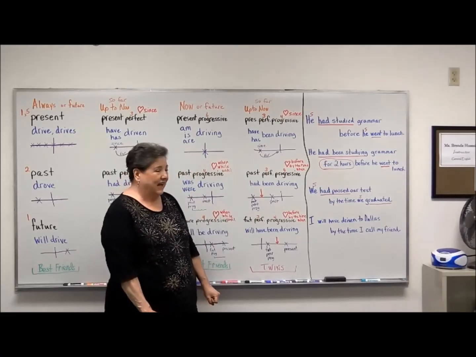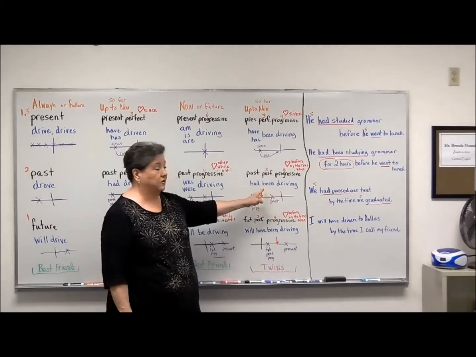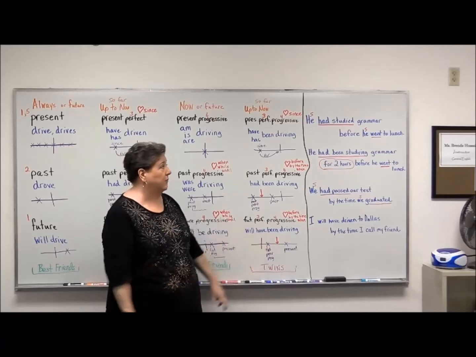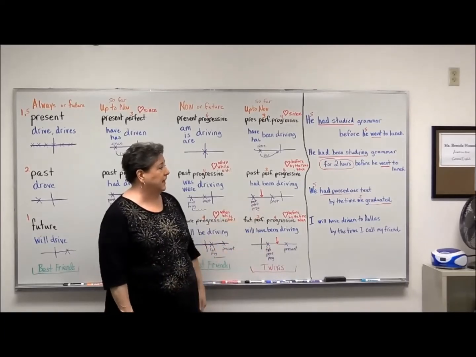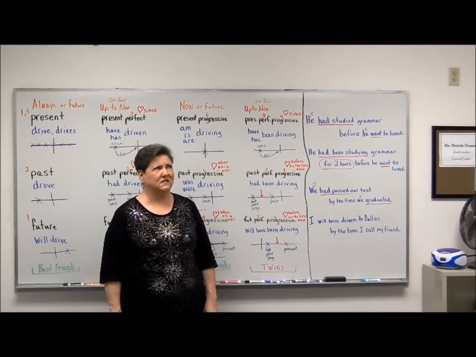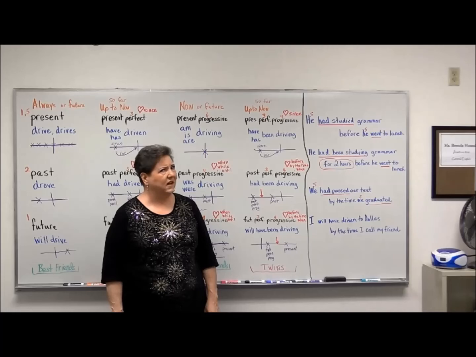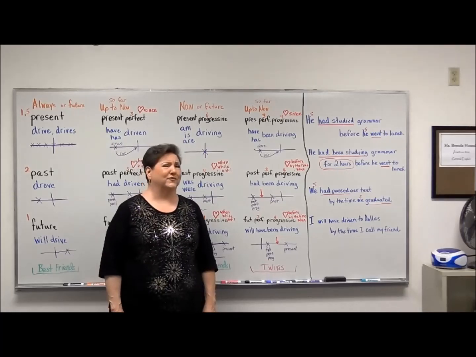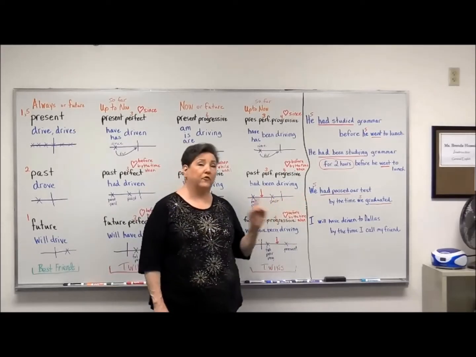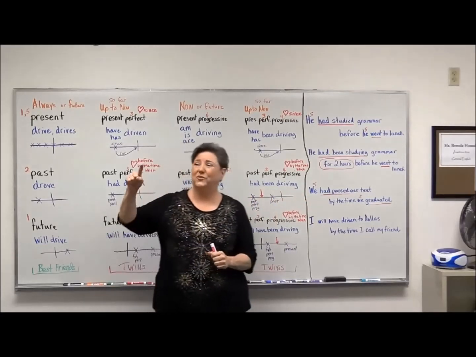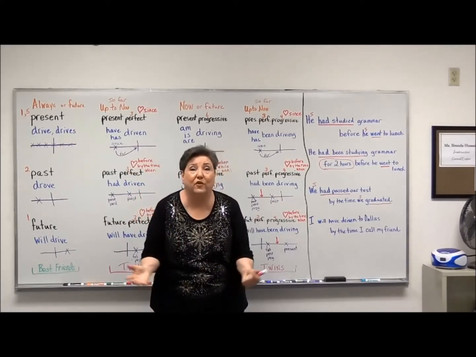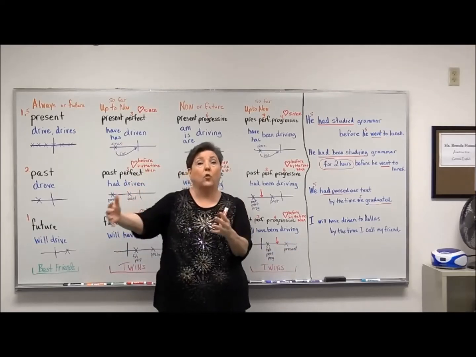But can I move this one to the twin like I did the first one? He had studied grammar. He had been studying grammar for 2 hours. Can I say we had passed our test? We had been passing our test. Does that work? No, it doesn't sound right. You know why? Because there are some verbs in the English language that you really can't use in progressive. You know why? Because you don't do it for an amount of time. You don't do it for a while.